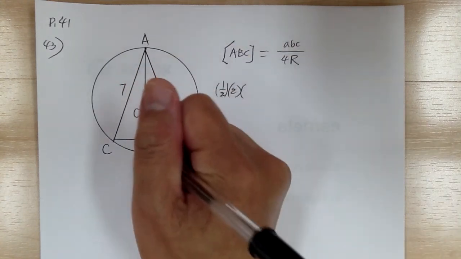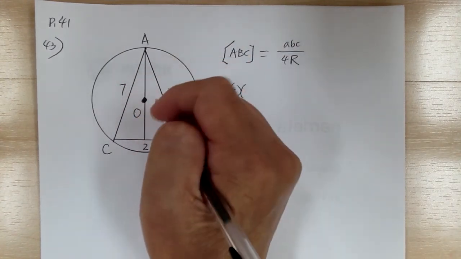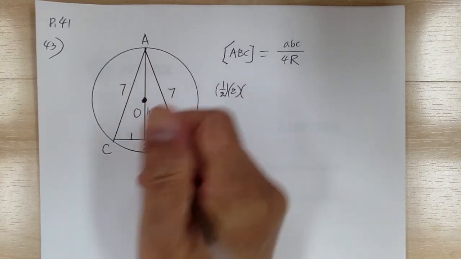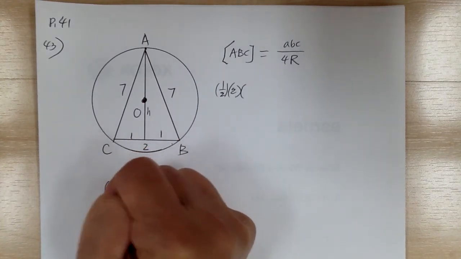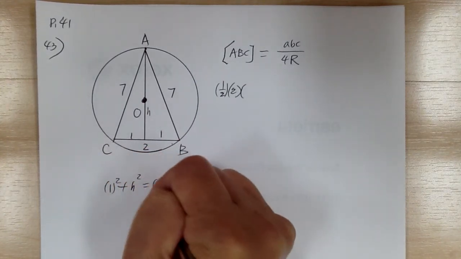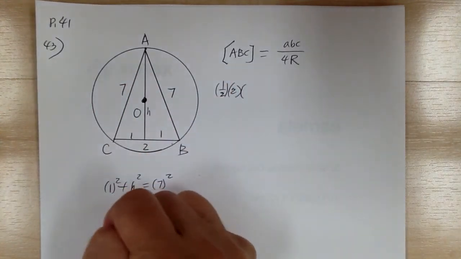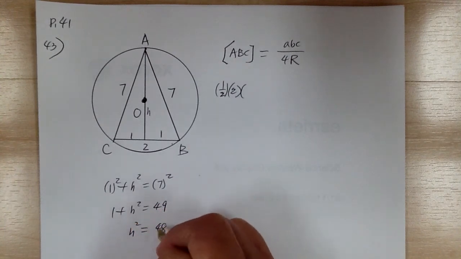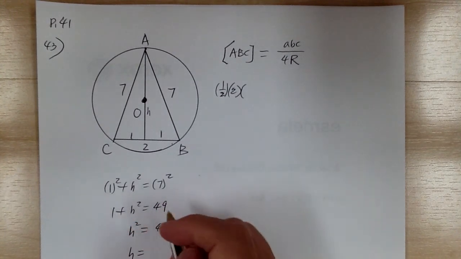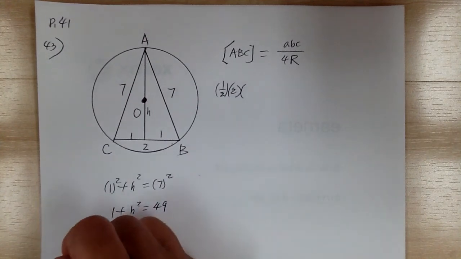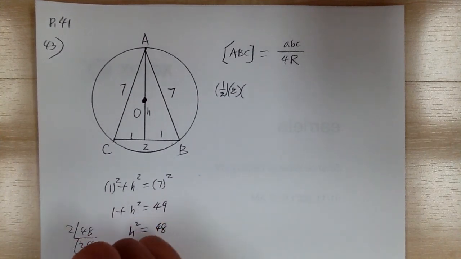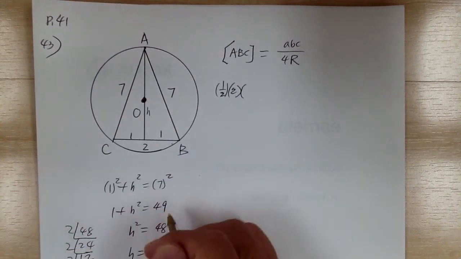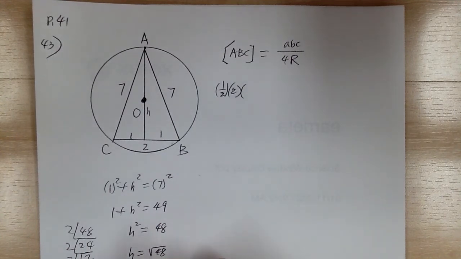To find the height, we can use the Pythagorean theorem. Let's call this height h. So it'll be 1 and 1, right? So 1 squared plus h squared equal to 7 squared. So 1 plus h squared equal to 49, so h squared equal to 48. So h will equal square root of 48. And you go off to the side, so h equals 4 square root of 3.